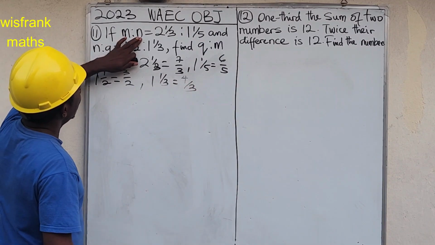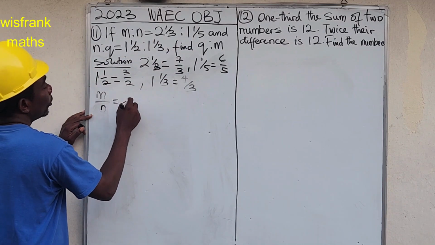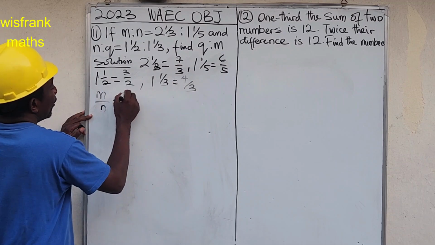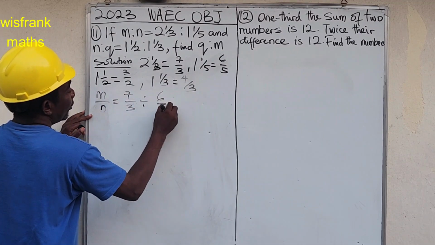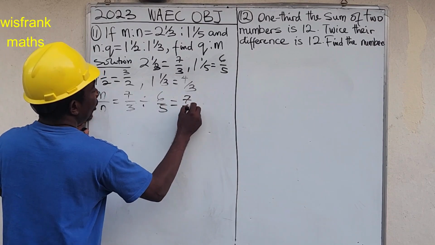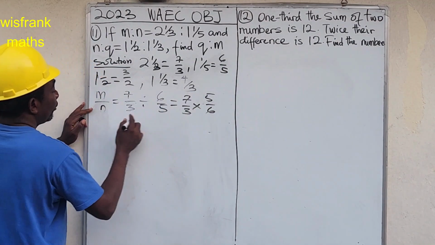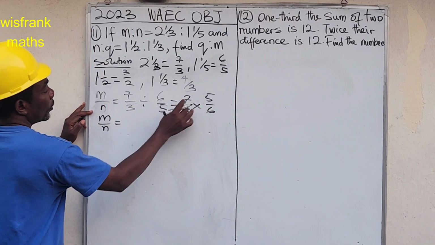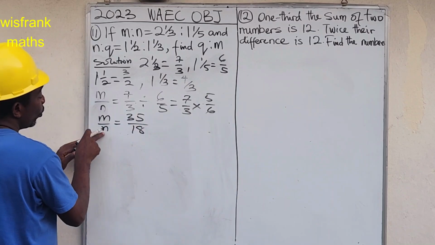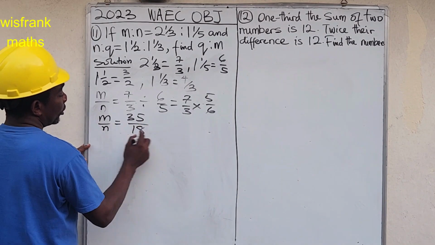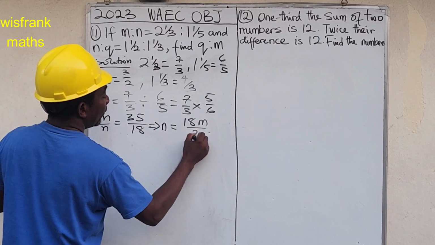Now m is to n equals this. So we now say m/n equals, we replace this with this fraction. We have 7/3 divided by 6/5. So this is the same thing as 7/3 times 5/6. And we have m/n equals 7 times 5, we have 35/18. And when we make n the subject of this expression, we have n equals 18m/35.